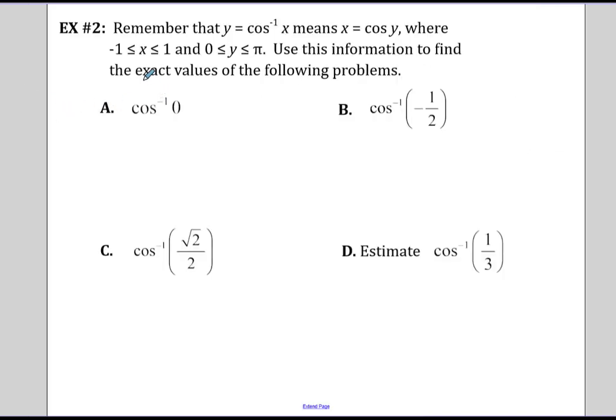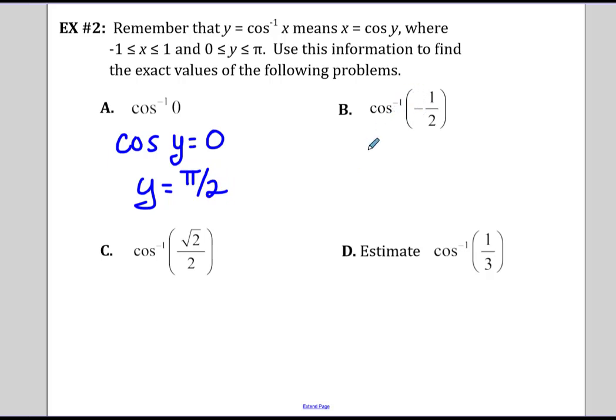And we'll give these a try. Same as sine inverse, remember y equals cosine inverse means x is the cosine of y. And we're restricted from negative 1 to 1 on the domain, and we're restricted 0 to pi on the range. So cosine inverse of 0, remember we're thinking about the range. We want to answer the question, where is the angle for cosine being 0? And that happens at pi over 2.